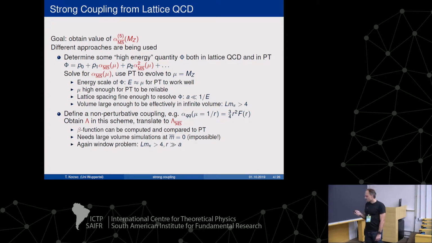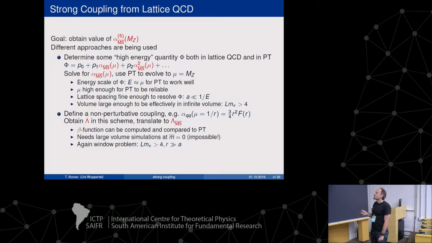A slightly different approach, but it's very related, is to get rid of the MS-bar coupling and work with a coupling that can be defined non-perturbatively. For instance, one such thing would be the qq scheme, where the coupling is given by the static force made dimensionless by multiplying with the distance squared, and then normalized such that at tree level it agrees with all other couplings.